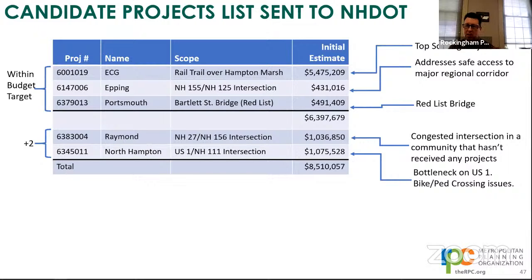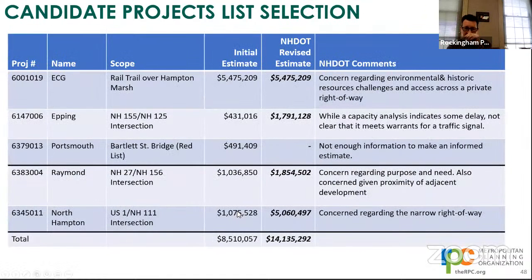Next project was Raymond. This was the intersection of Route 27 and 156. This is a congested intersection in a community that hasn't had a 10-year plan project in a while, so that floated to the top. And then in Northampton, the US 1 Route 111 intersection, or Atlantic Avenue intersection. This is just a small bottleneck on that northern section of Route 1 in Northampton, and there are some bike and pedestrian crossing issues there. So we submitted those, and then when we heard back from DOT, here's a summary of what we heard back.